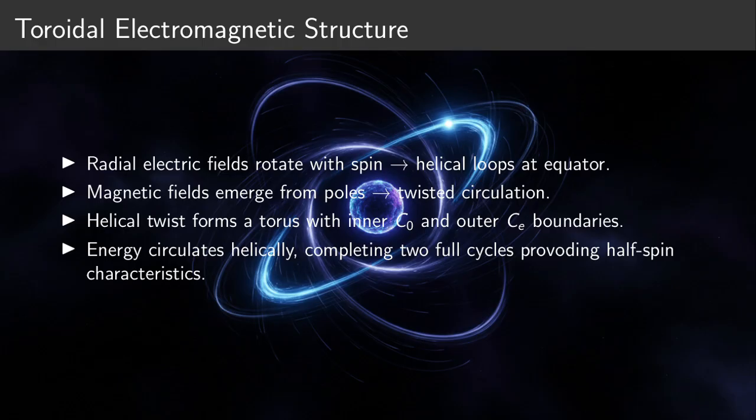Toroidal electromagnetic structure. In this model, the electric field is not static. It rotates with the electron's spin, forming helical loops along the equator. Magnetic fields emerge from the poles, creating a twisted circulation. Together, these form a toroidal structure, bounded internally by C0 and externally by CE. Energy circulates helically, completing two full cycles, naturally producing half-spin behavior.